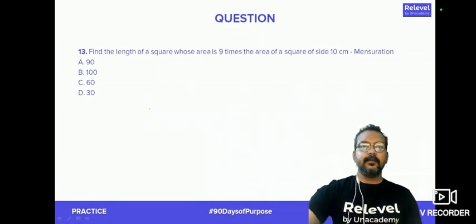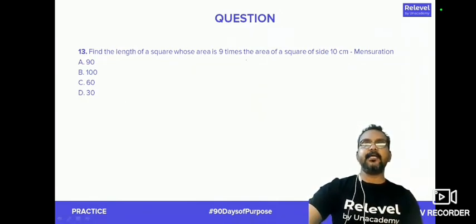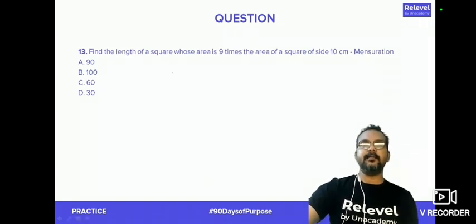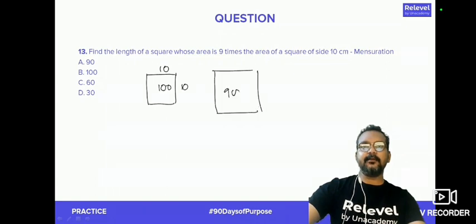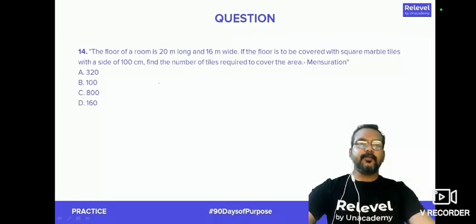Now it says find the length of a square whose area is 9 times the area of a square of side 10. So the square has a side 10. 10 by 10. So the area is 100. Okay. So the area of this square is 9 times. So that's 900. So square root of 900 is 30 by 30. So each side is now 30. So they are asking what is the length. So it is 30 centimeters. Option D.